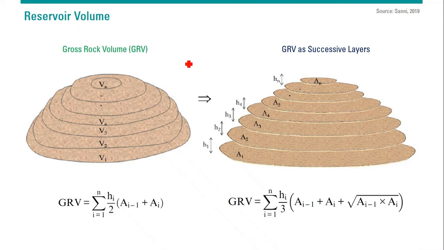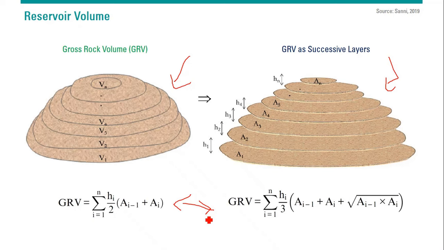I have the gross rock volume, this one, and I can break the structure into several layers like this. Layer A1, A2, A3, and so on and so forth. And using this calculation method, I can know the gross rock volume. It's still gross, okay? Ini masih total, masih gross. Not all of it is actually reservoir. Oil is not stored in all of this volume.